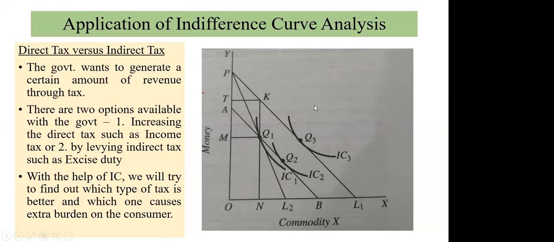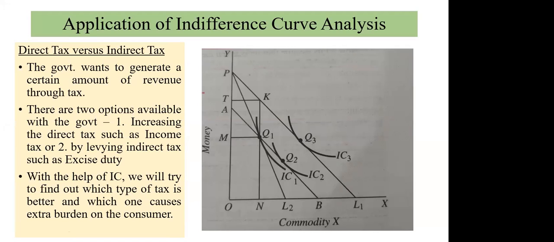Okay. So first, suppose I am a consumer. I have some initial income. With the initial income, my price line is PL1. At this price line, I am at indifference curve IC3, and the equilibrium point is Q3, because that is the tangency point between IC3 and PL1.